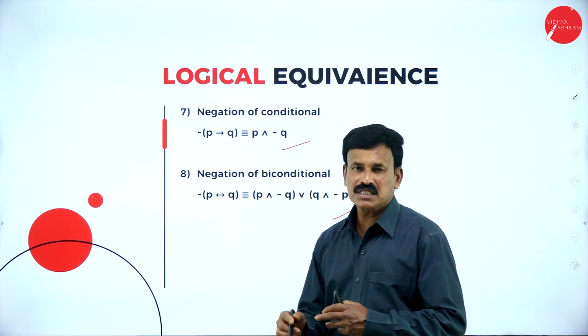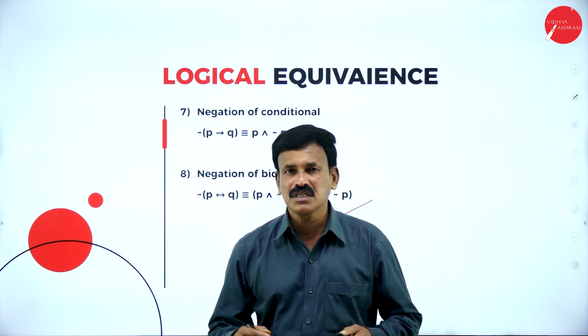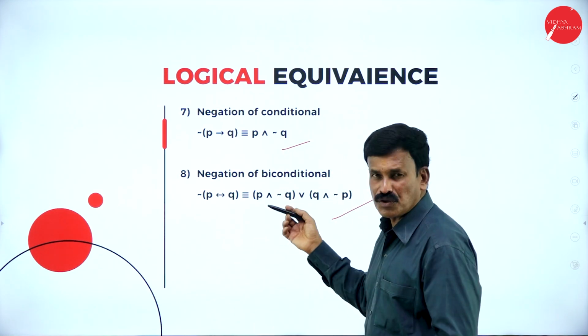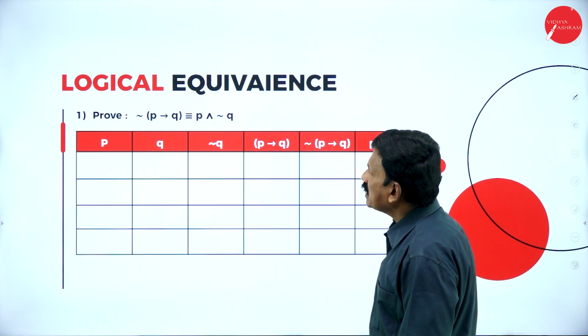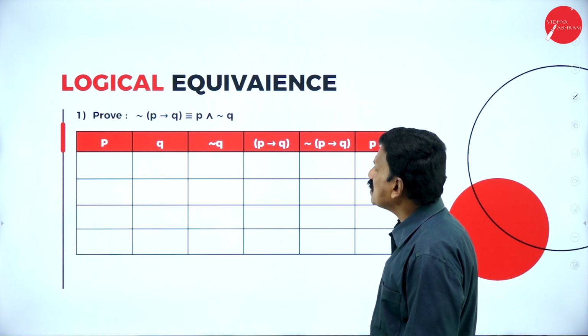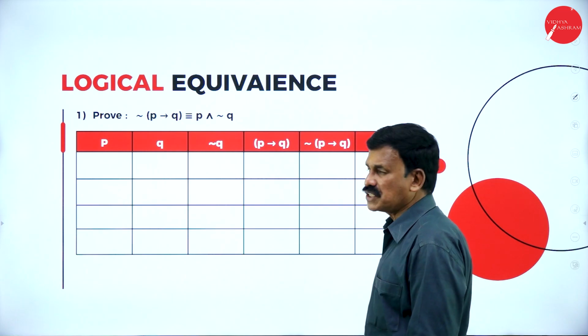Now, let us take a few examples. Let us verify whether they are logically equivalent or not. Let me discuss a few problems related to logical equivalence. Now, prove that negation of P conditional Q is logically equivalent to P conjunction negation Q.